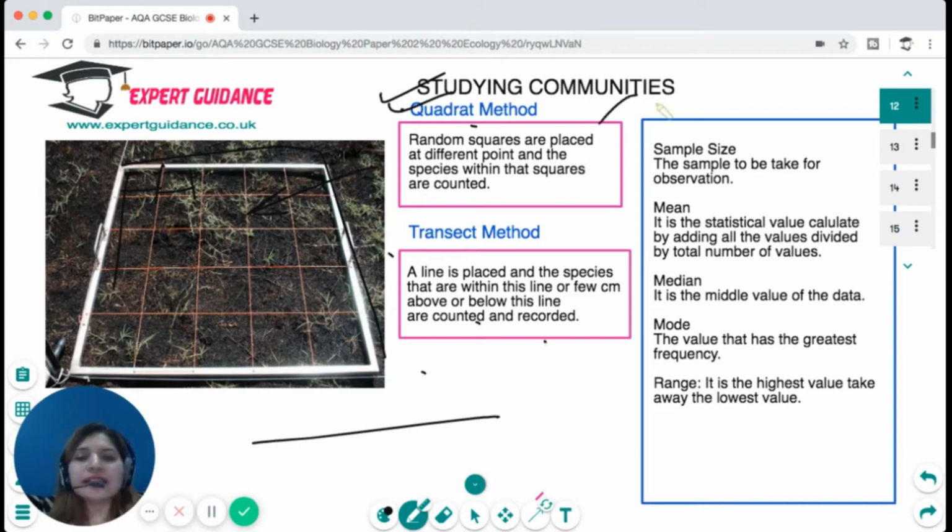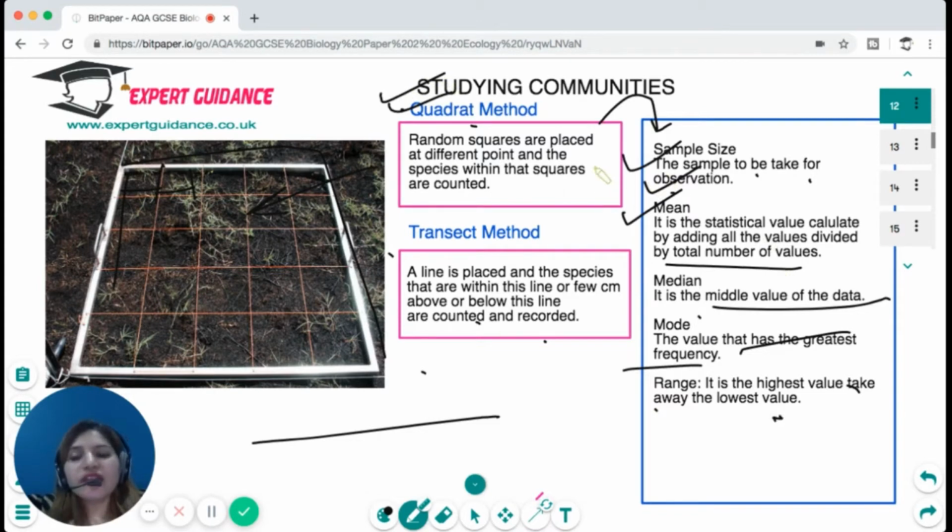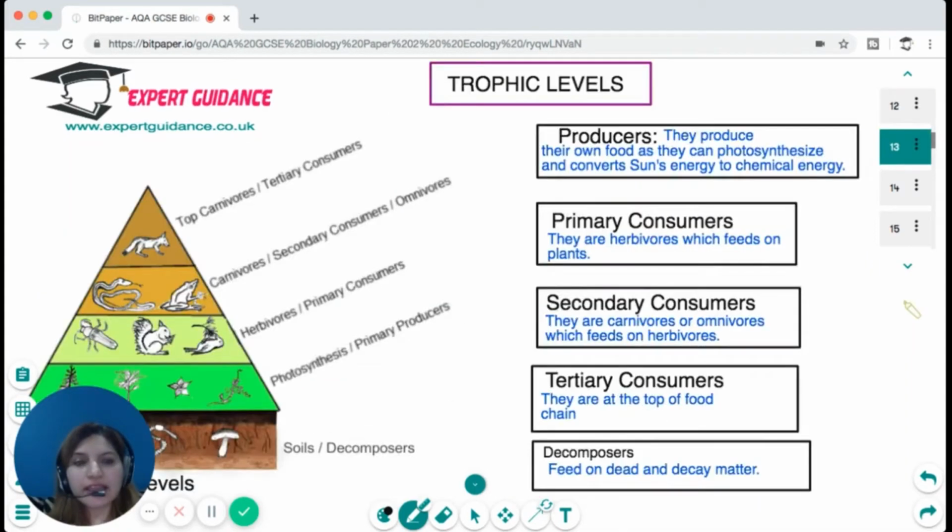Now, there are certain terms you should know about the practical. The sample size is the sample to be taken for observation. We calculate all the data and then we find the mean. So mean is the statistical value, which is calculated by adding all the values and dividing by the total number of values. Then median is the middle value of the data. Mode is the value that has the greatest frequency, and range is the highest value take away the lowest value. Okay, so I hope you know the various ways of studying communities and the different statistical measurements that we do while studying the communities.